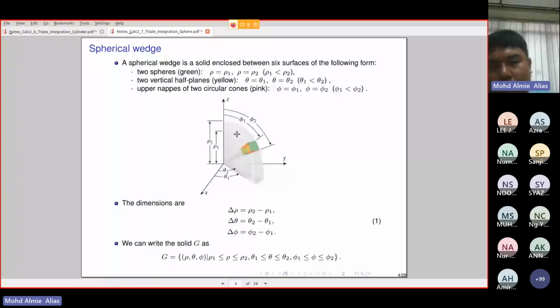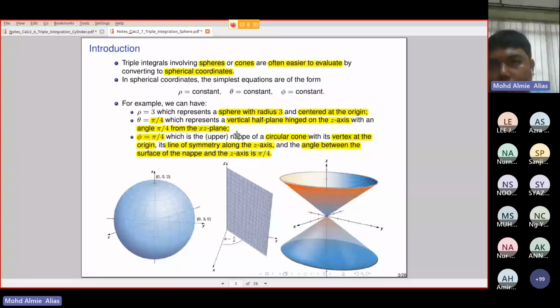this kind of coordinate system is expected to be useful when you have two things, spheres and cones. If you have like a rectangular box, then there's no point using spherical coordinates. Just use Cartesian or rectangular coordinates. Okay, so if you have a sphere and a cone, probably consider using spherical coordinates.